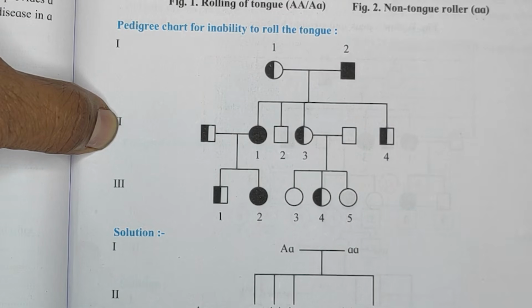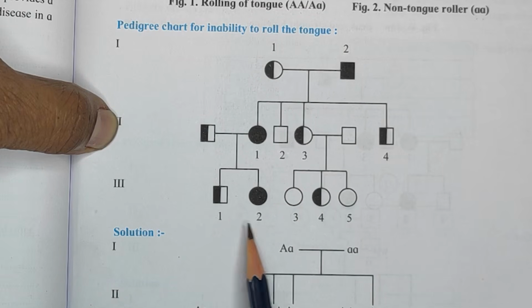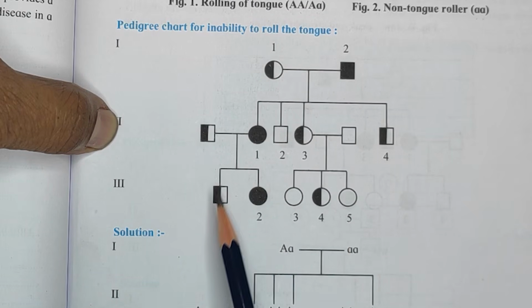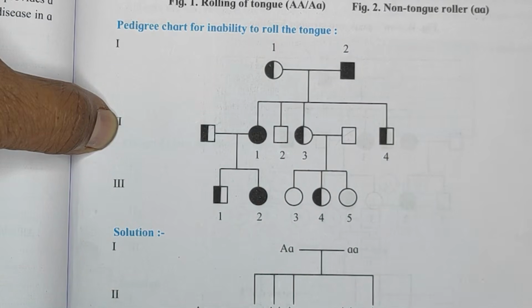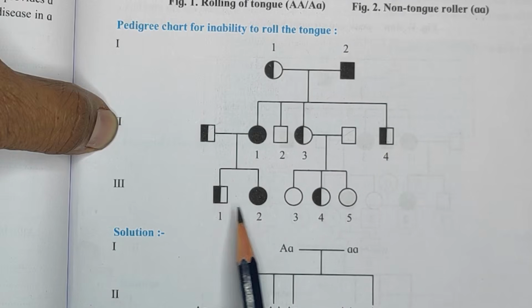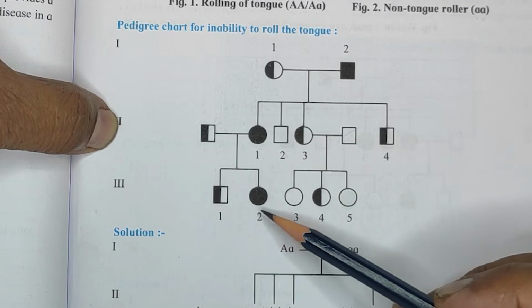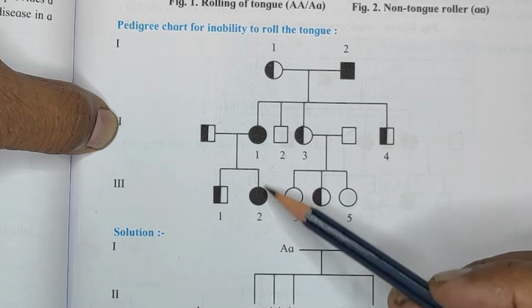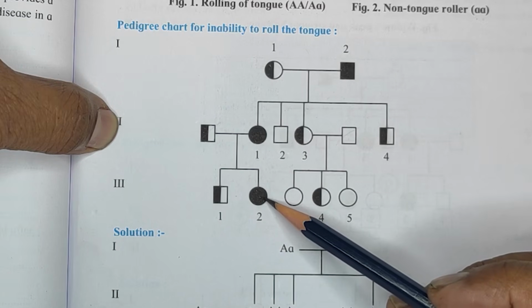So what do we observe here? Counting 1, 2, 3, 4, 5, 6, 7, 8, 9, a total of 9 progenies are there. This is an outside person, and this is also an outside person. Of the 9 progenies, the fully darkened ones are called affected. So this and this are both affected. So we will write that the affected progenies are 2.